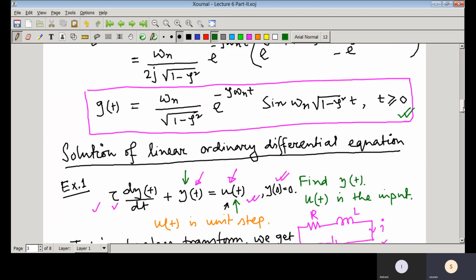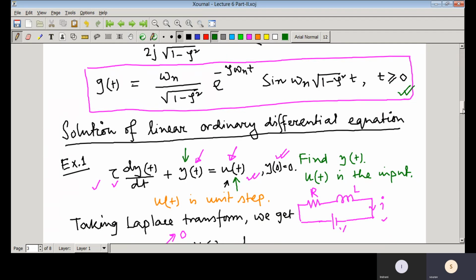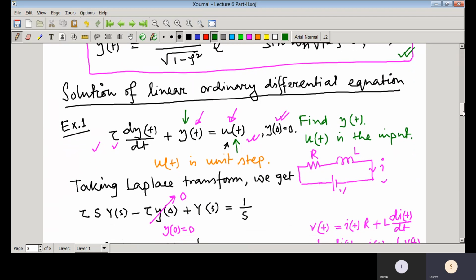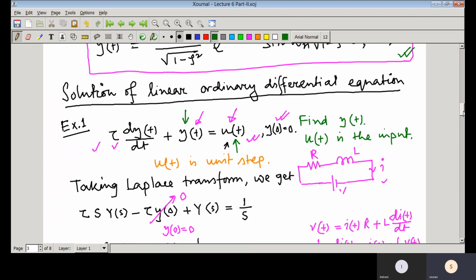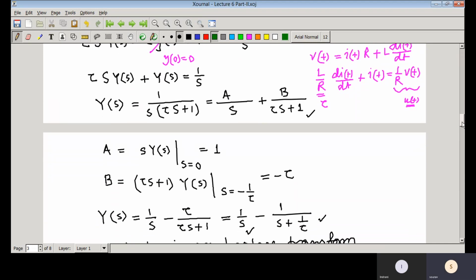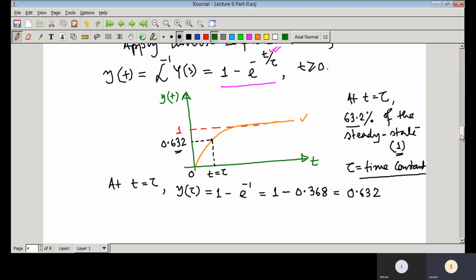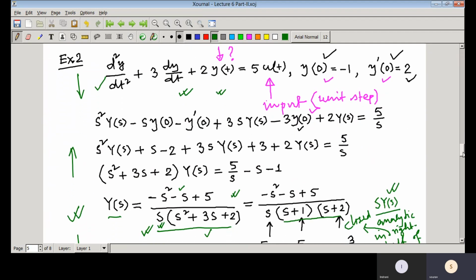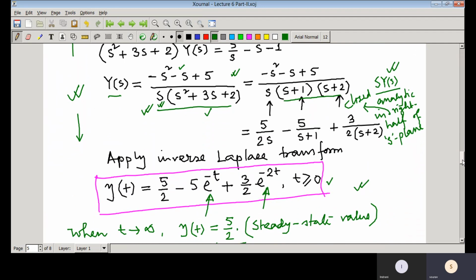And the second thing what we have discussed, that is solution of linear ordinary differential equation. We have considered two cases. One is that first order differential equation, and we have discussed some physical interpretation, and here we have given the concept of time constant, and then we have discussed that second order differential equation, and from here we found what is the steady state solution, and also we get that steady state solution using final value theorem.